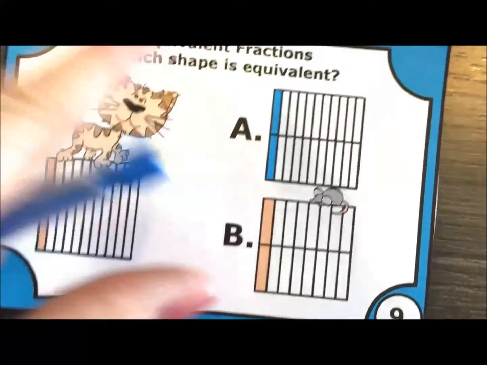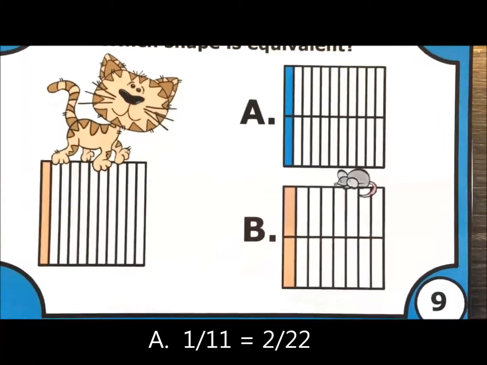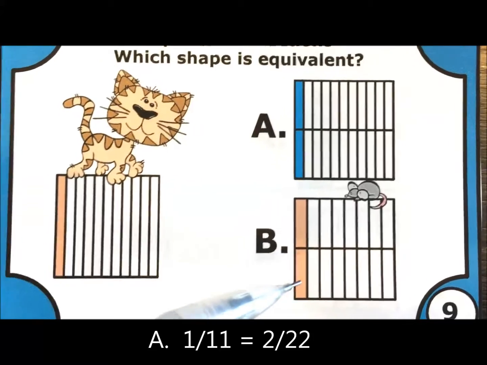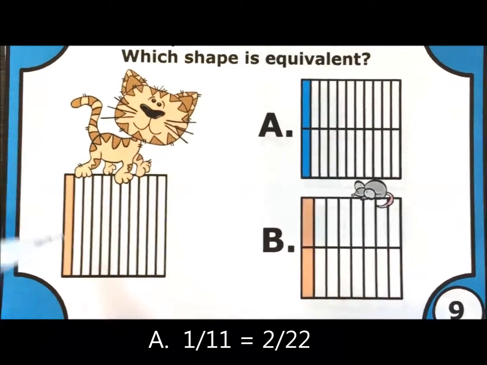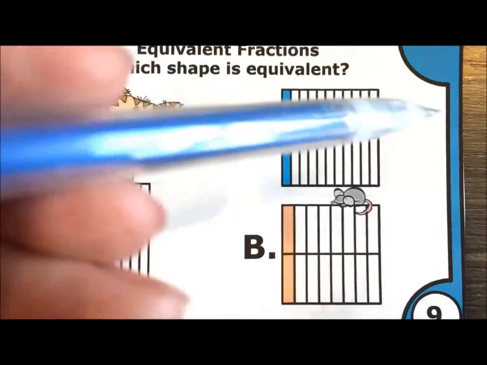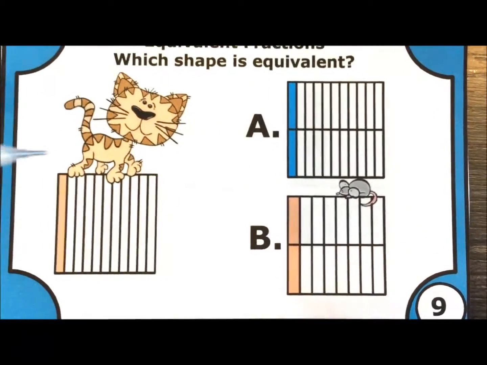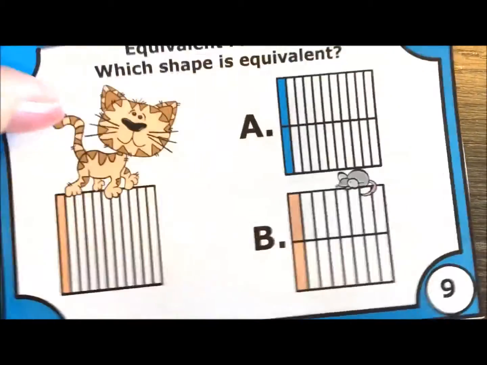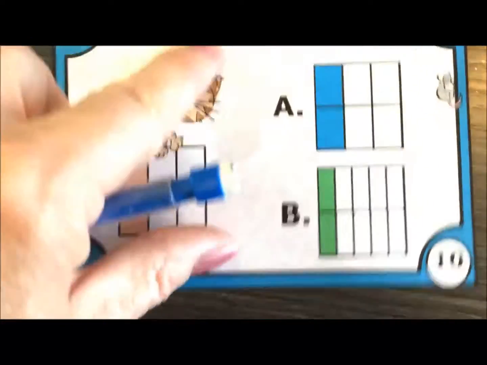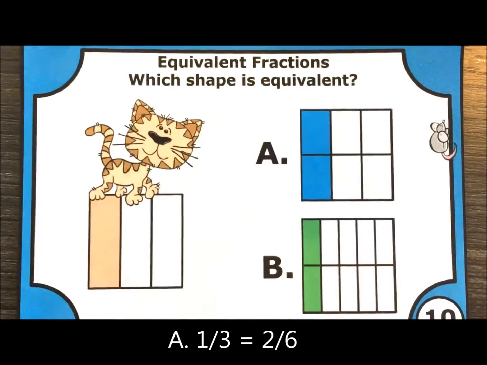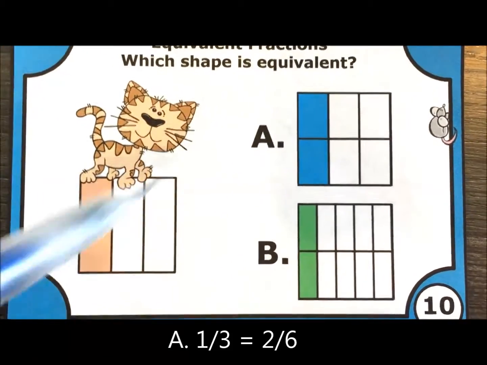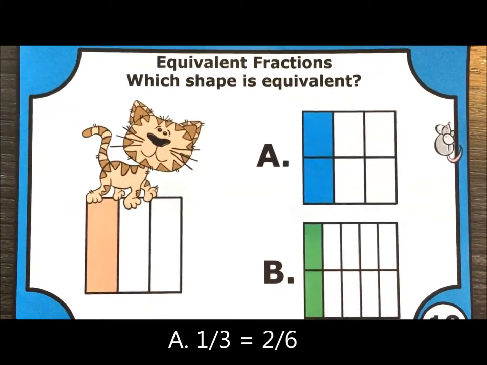Number 9, this one's tricky. Look carefully. Same shaded area. That's the same color, but it's a little bigger. Same shaded area size is A. We can make these comparisons because all of the shapes are the same size. Last one, number 10. Which shape is equivalent? If you put A, you are correct.